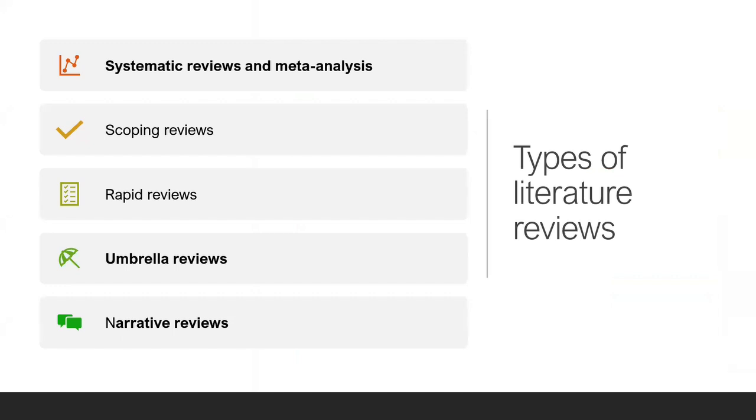The other thing you can do is called reviews. So there are 5 different kinds of reviews. The first one is systematic review and meta-analysis. Then there are scoping reviews, rapid reviews, umbrella reviews, and narrative reviews.